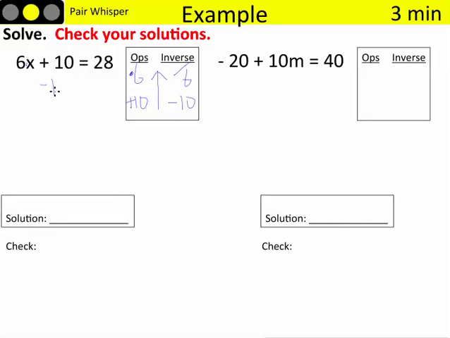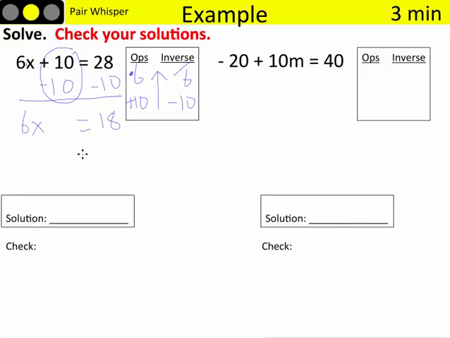So first I'm going to subtract 10 from both sides. So I have 6x equals 28 minus 10 is 18. Now, notice that I didn't write anything here. 10 minus 10 is 0. So we're getting closer and closer to just x.